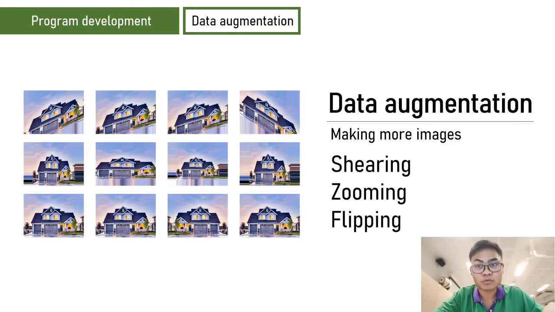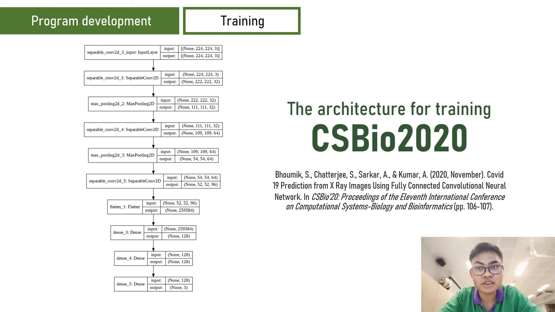Since we have a small image dataset, the first step, data augmentation, makes more images from our original images through methods such as shearing, zooming, and flipping. Next is the training step. The architecture that we use in this project is CSBio2020, which is for image classification.